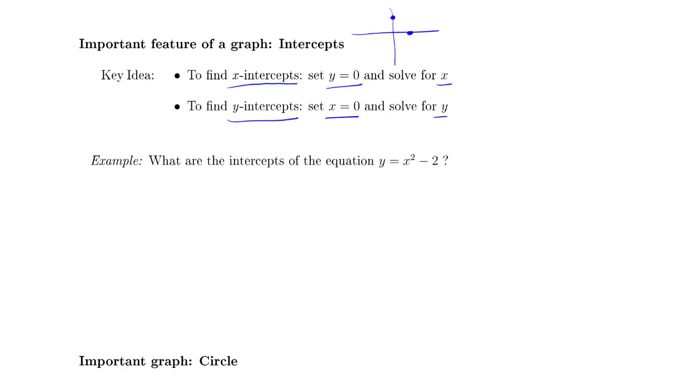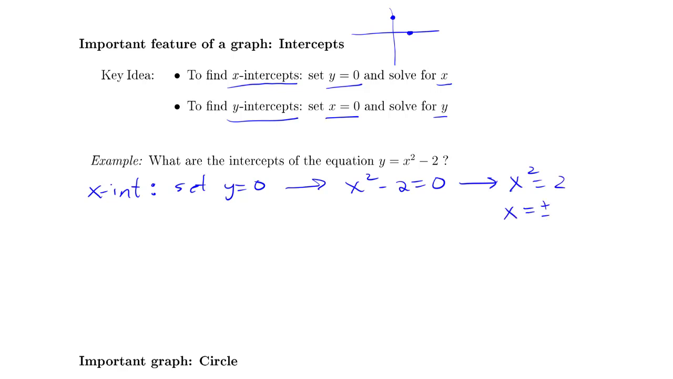So if we want to get the intercepts of the equation y equals x squared minus 2, if we wanted the x-intercepts, set y equal to 0: x squared minus 2 is equal to 0, so x squared is 2, and x is plus or minus square root of 2. So that would give us the points square root of 2, 0, and negative square root of 2, 0.